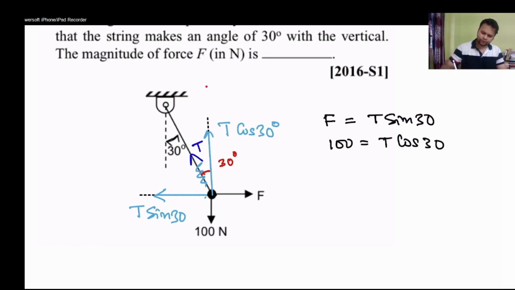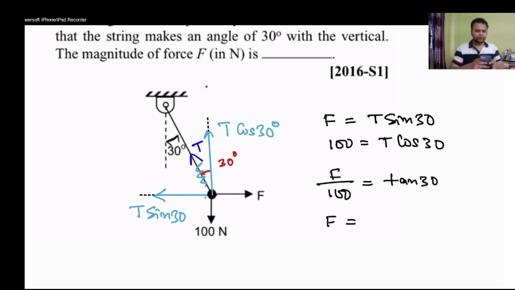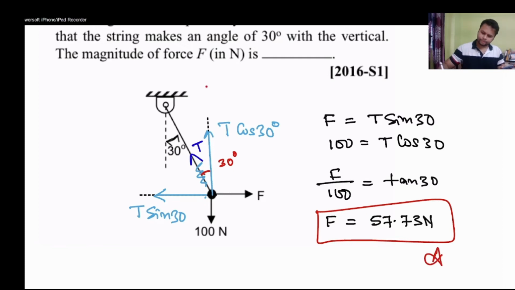If I divide the equations, F divided by 100 is equal to, T will get cancelled out, it is equal to tan 30. So F is equal to, what is the value of tan 30? Let us see. tan 30 is equal to root 3 by 3, that is 0.577, multiplied by 100. So it will become 57.73 Newton. So this is the required answer.